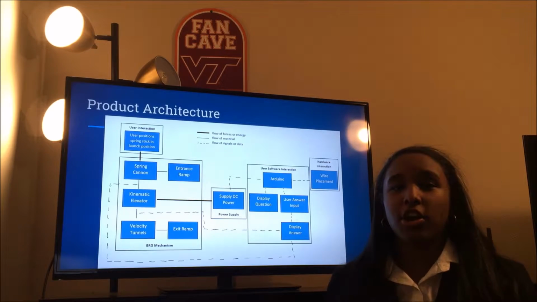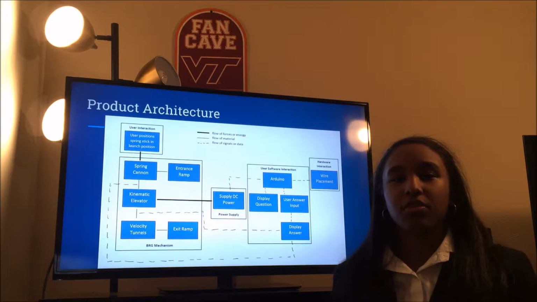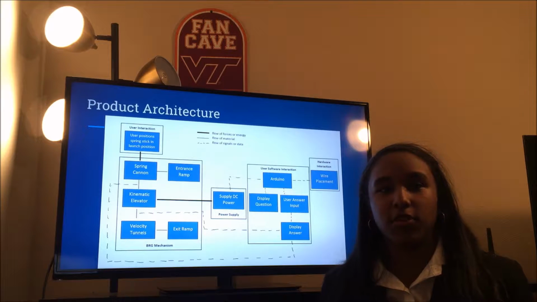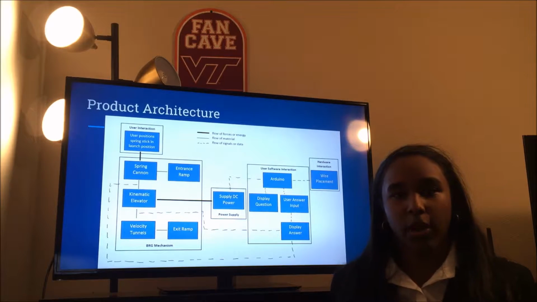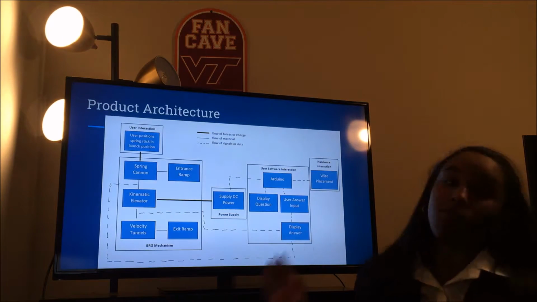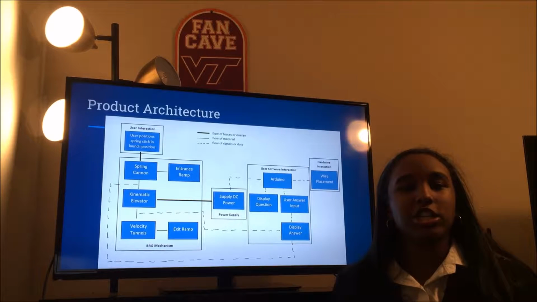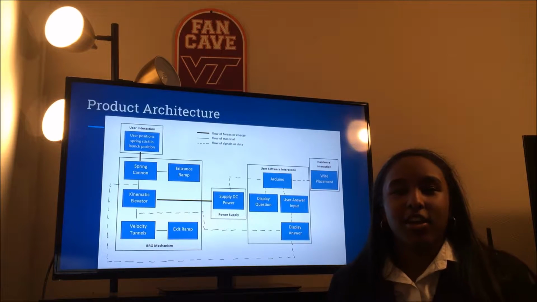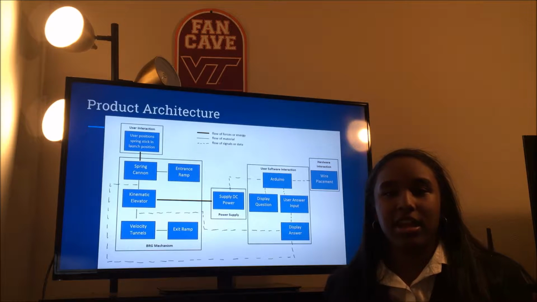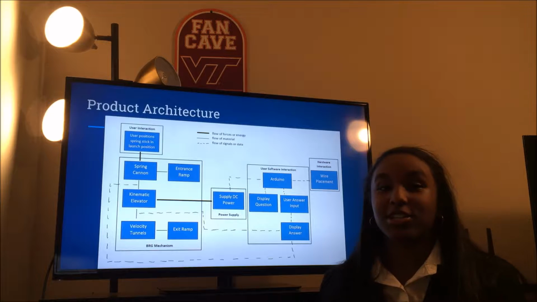For product architecture, our bold solid lines represent our flow of forces or energy, our non-bolded solid lines represent our flow of material, and our dotted lines represent the flow of signals or data, which is our software. So our first chunk involves our user software interaction, which begins with the Arduino, which will display a question, and the user will have to input the answer to display an answer, and how the BRG reacts to that is dependent on whether the user gets the question wrong or right.